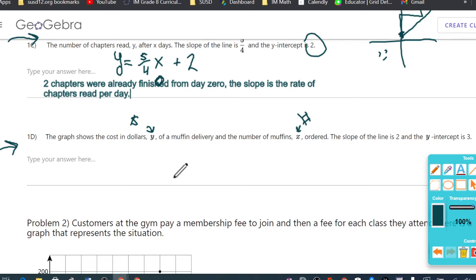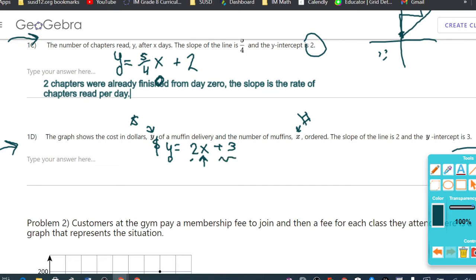Any ideas? Let me write the equation out. So the equation is going to be that the cost of delivery equals 2 times the number of muffins ordered plus y-intercept is 3, so plus 3. So what could that mean? 2 is probably the price per muffin because x is the number of muffins. Y is the total cost. X is the number of muffins. So I think number 2, $2, that's the price per muffin.